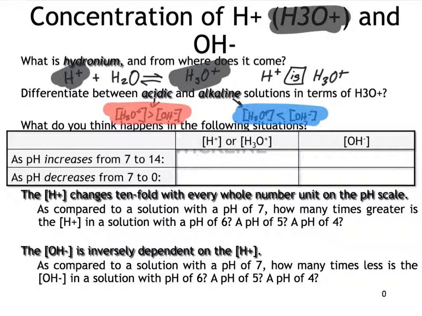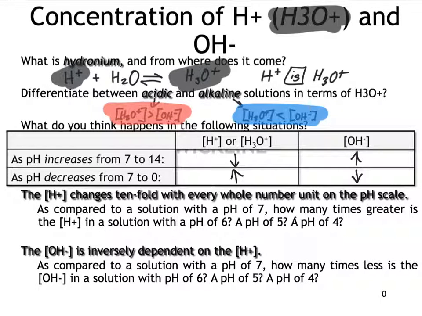If you increase the pH from 7 to 14, you're going to be heading towards a more basic or more alkaline solution. So you would notice that the concentration of hydroxide increases during that time. And if the concentration of hydroxide increases, you would notice a decrease in the concentration of either hydrogen or hydronium. Secondly, if you have a pH which decreases from 7 to 0, you're heading towards the acidic side of the scale. So you would notice an increase in the concentration of hydrogen and hydronium. And as those two ions increase, you would notice a decrease in the concentration of hydroxide that comes with it.